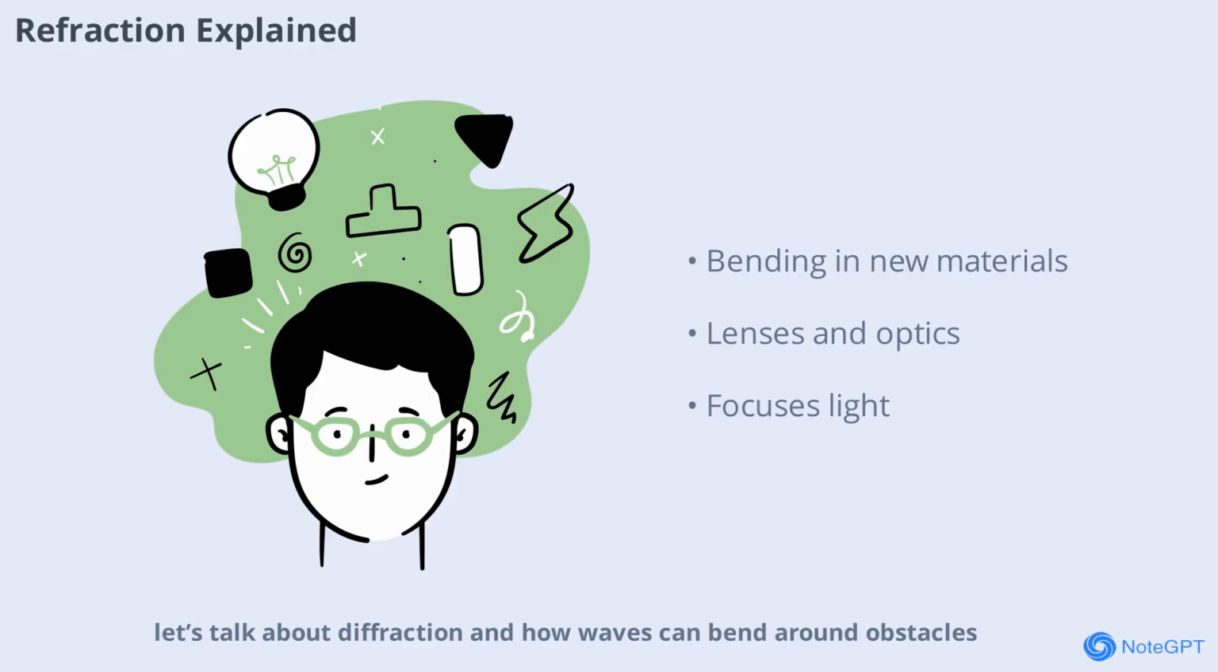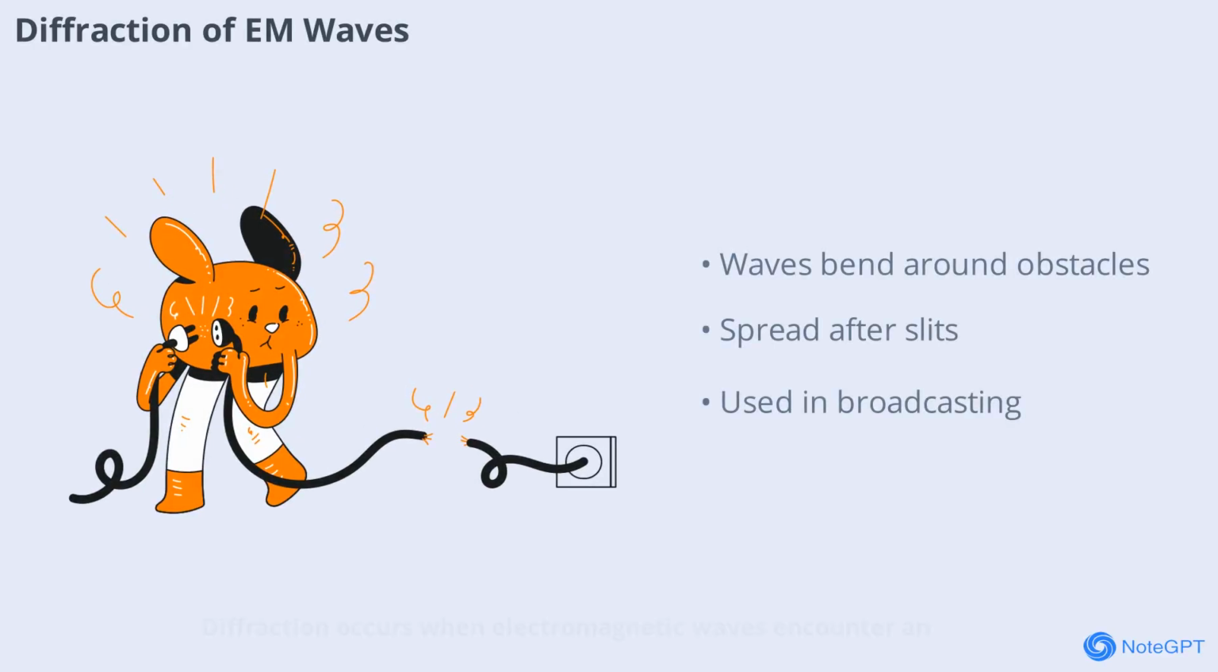Next, let's talk about diffraction and how waves can bend around obstacles. Diffraction occurs when electromagnetic waves encounter an obstacle or opening and bend around it. This is why you can hear someone speaking even if they're around a corner. The sound waves diffract. Similarly, light and other electromagnetic waves can spread out after passing through a small slit or around an edge. Diffraction is important in technologies like radio broadcasting, where waves must navigate buildings and terrain. Understanding diffraction helps engineers design better antennas and communication networks.